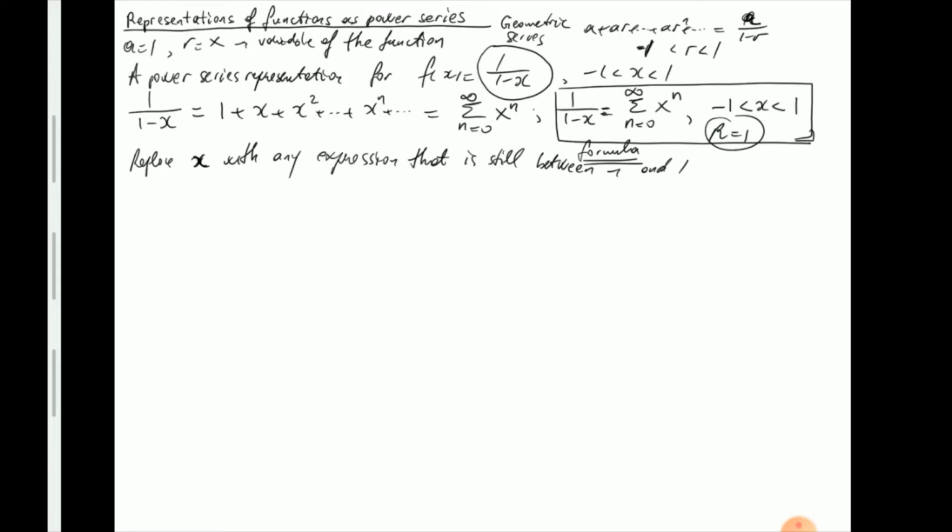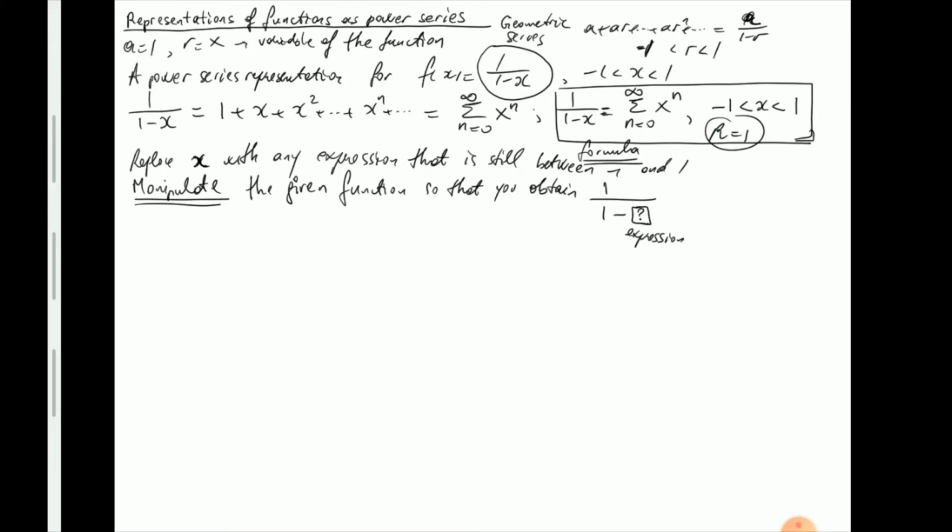So the main idea is to essentially manipulate the given function for which you want to find a representation so that you obtain something like this: 1 over 1 minus some expression. I'm going to emphasize this expression with a little square because it can be basically any function in x. And then you're allowed to use the formula.